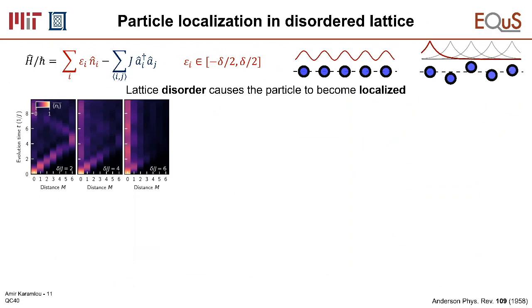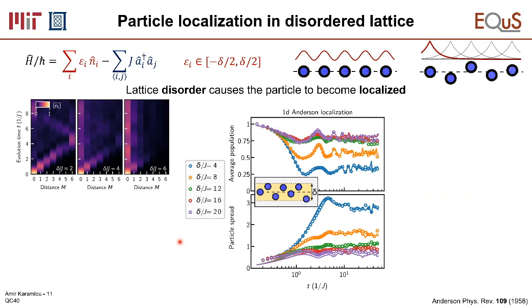In 1D, we observe that as we increase the disorder strength, the particle becomes more confined near the initialization site and doesn't reach the further sites of the lattice. Now, this is something that we can quantify by looking at the average population at the initialization site and the particle spread throughout the lattice. We observe that as we increase the disorder in our system, the average population at the source qubit increases at the steady state, and the particle spread decreases at the steady state, which intuitively makes sense.